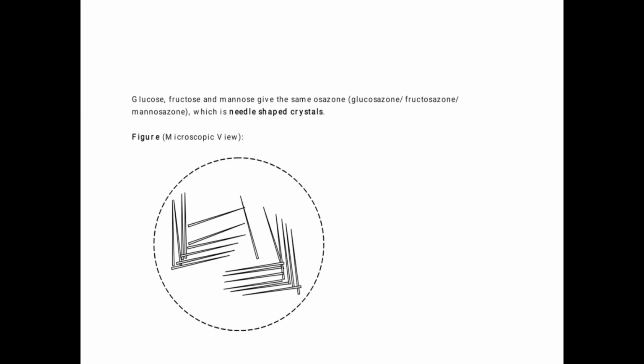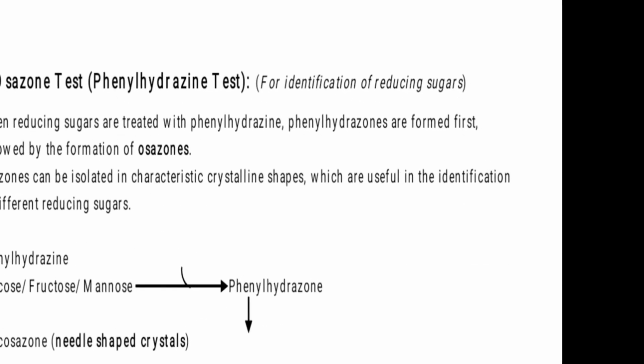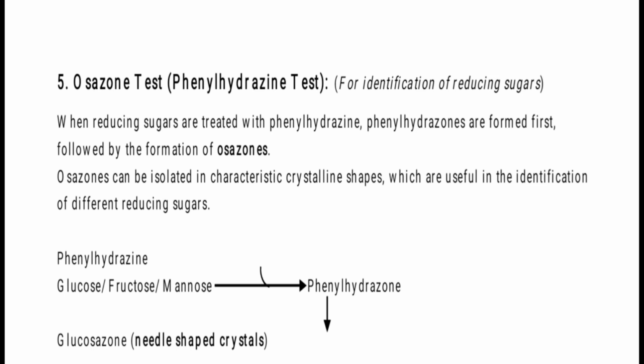Last test is the osazone test. You have seen this osazone in the spotters. What actually is the osazone test? Remember, here also it is identification of reducing sugars only. Actually this test is used to distinguish between maltose and lactose. Different crystals are obtained, but glucose and fructose give the same type of crystal, that is needle shaped crystal.